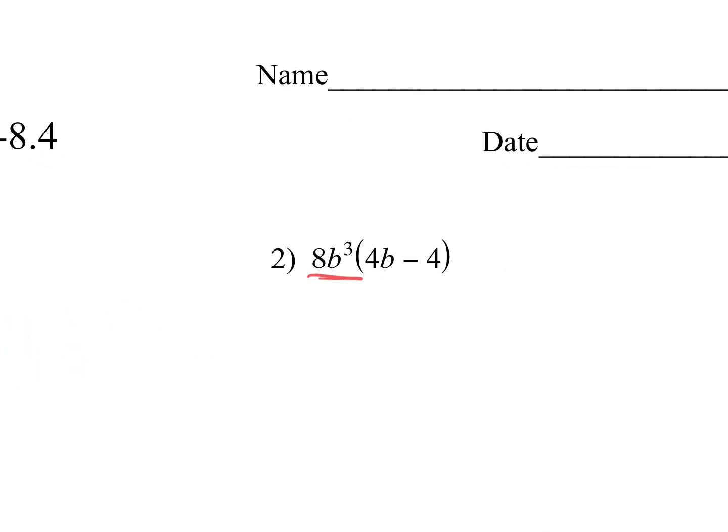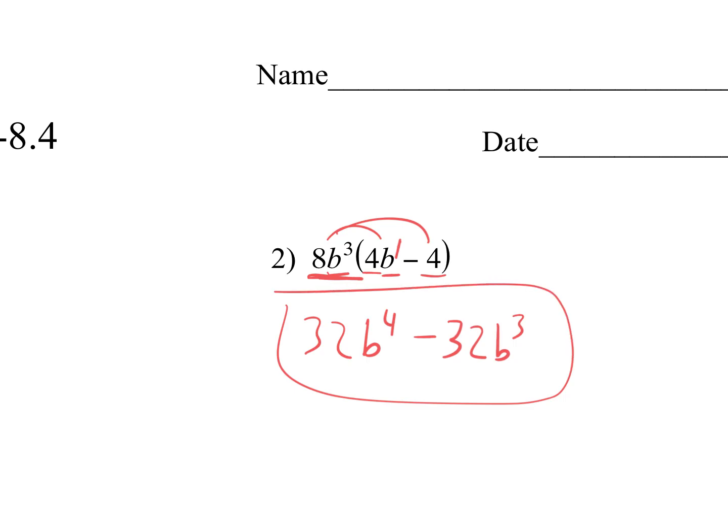If my monomial is 8b to the third, I can distribute that to each term in this binomial. Multiply the number with the number. 8 times 4 is 32. b to the third times b. Keep in mind this b has an exponent of 1. It's going to be b to the fourth. Again, don't make that mistake again. A lot of you did that. And then when you distribute 8b to the third times negative 4, I'm going to get a negative 32b to the third. And that's all you have to do.